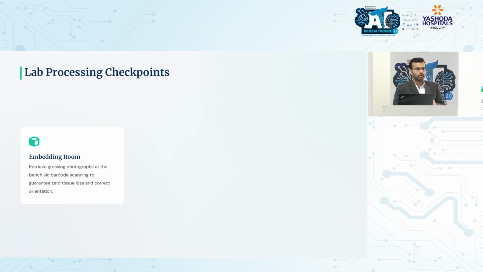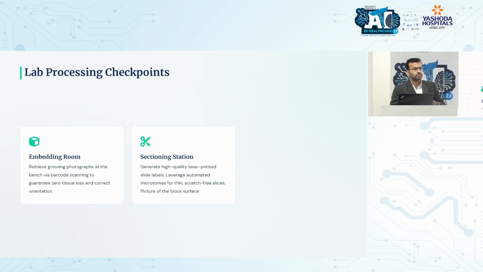Then it goes to the embedding room, again the same process. Take a photo, the barcode is scanned, you know which tissue is being embedded. The photograph of the sections taken while you were grossing comes up on the screen, so your technician knows how to embed that particular section properly. Again, at the sectioning station, as you scan the barcode on the block, it prints out the slide label, and it makes the entire process very streamlined over there.